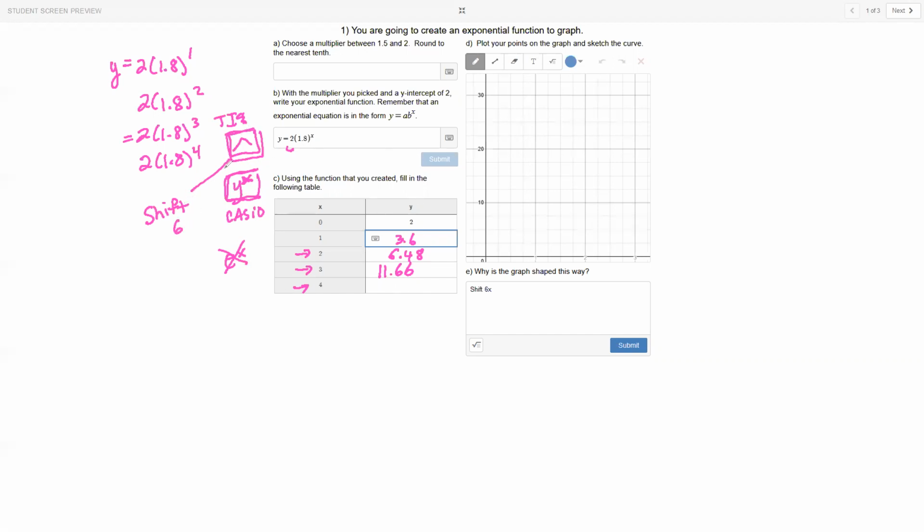How do you write it in Google Forms? Shift 6, okay? And then when I do 4, 2 times 1.8, I get 20.99. I'm just going to round it to 21. So we're going to graph these now, and you use your computer tool to graph this. I'll model it for you.